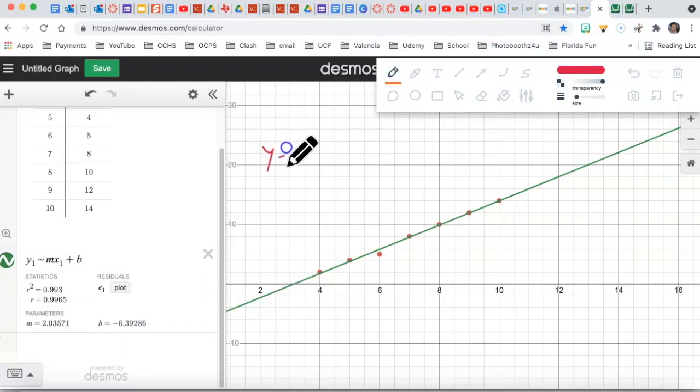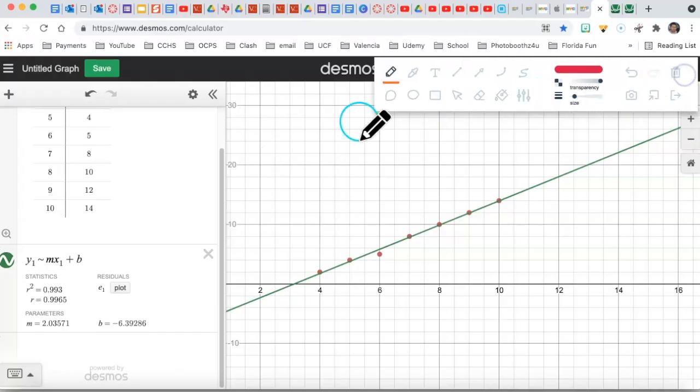Okay, so they will ask you, write the equation of a line of best fit. So I can write equal. I'd rather have y approximate equal to, right? A little curve like that. There we go. Some kind of curves like this. Approximate equal to. My slope is 2.0357, I'm going to give 4 decimal places, of x minus 6.3929. I'm rounding.